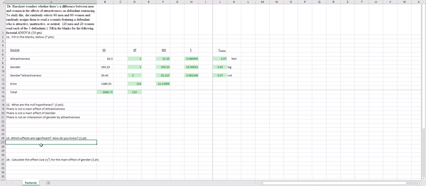We know that the only effect that is significant is going to be gender, because F obtained is greater than F critical, and we know that there's a difference between men and women because there's only 2 there.